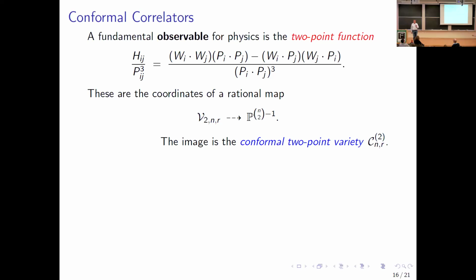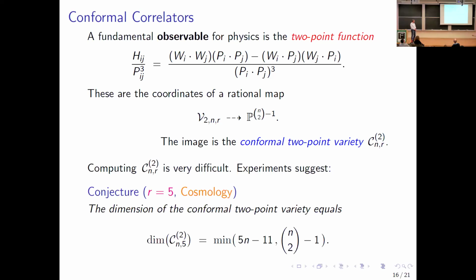By that time, my cosmology friends lost me. Too much blue stuff. But we can go on. Let me call this C2NR. It's a 2-point variety. R is 5 or 4, depending whether you're Flatlander or us. And N is the number of fields you want to measure. Now, computing this variety and its ideal is very difficult. But based on numerical calculations, for R equals 5, that's the actual cosmological situation, we believe that the dimension is always 5n minus 11.